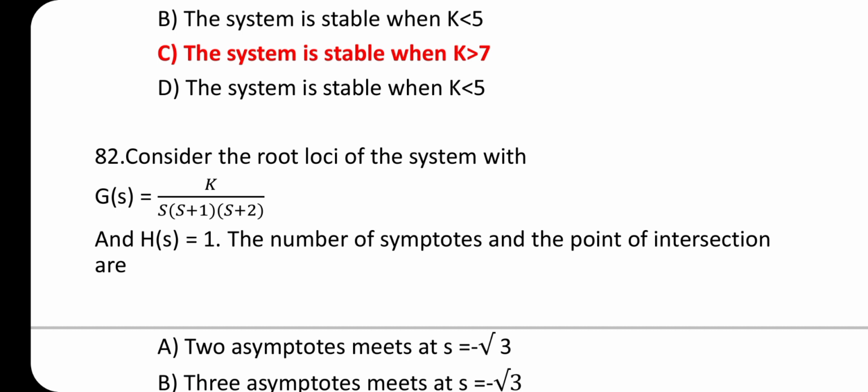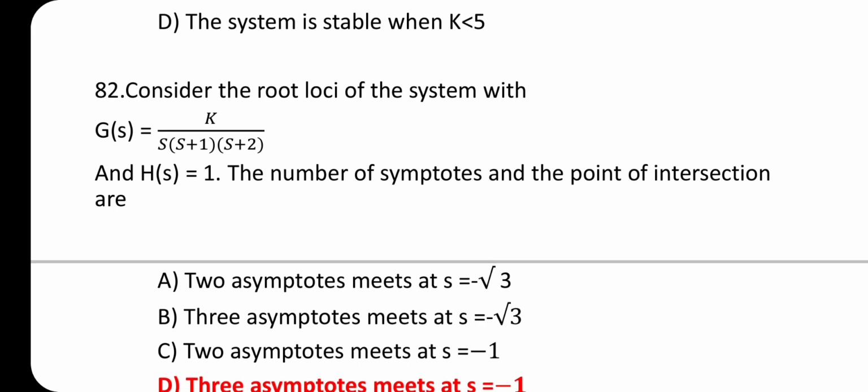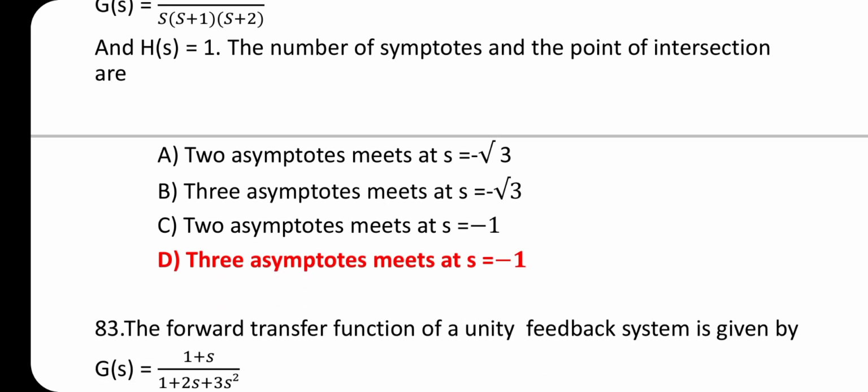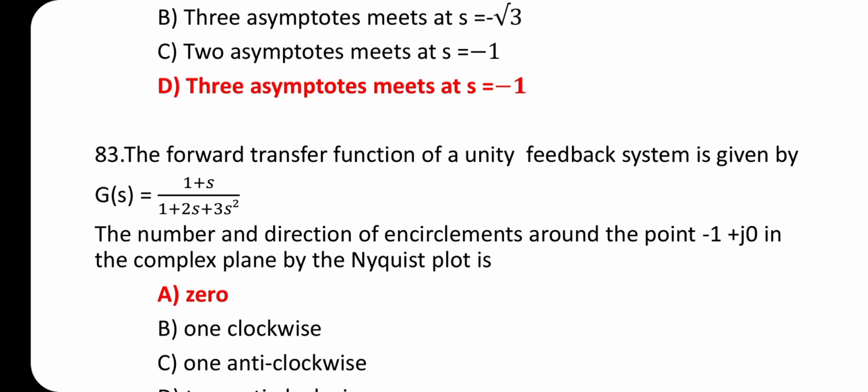82. Consider root locus of the system with G of S equal to K divided by S into S plus 1 into S plus 2 and H of S equal to 1. The number of asymptotes and the point of intersection are option D, 3 asymptotes meeting at S equal to minus 1.